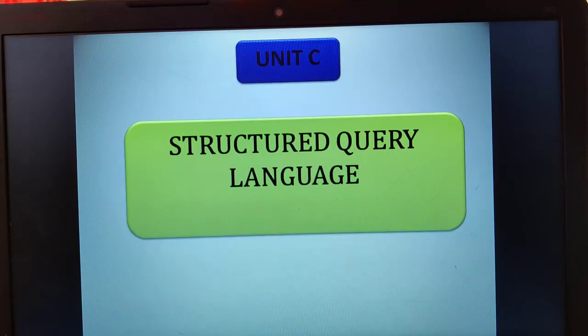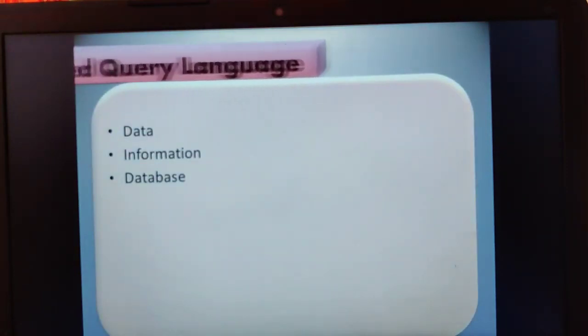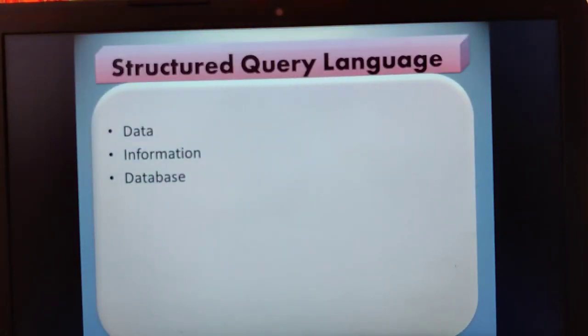But when will you get the proper information out of it? By looking at his percentage, his average, his total marks, you can make a decision whether it's first class, second class, third class or distinction. This is what the information is. So these are certain important terminologies that we need to know before we start with Structured Query Language.